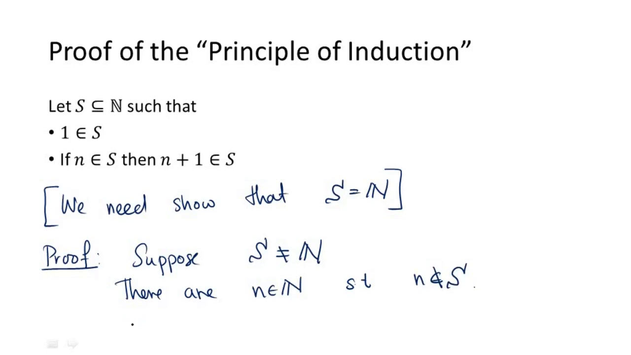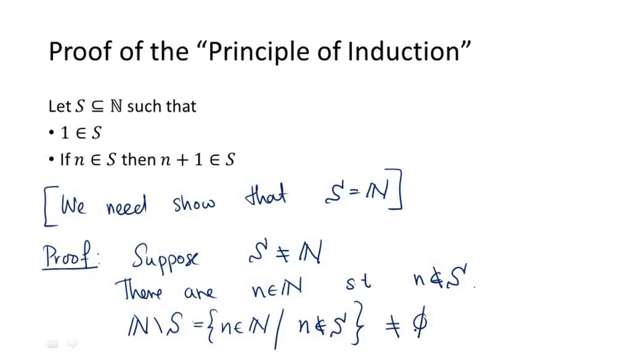Now consider the set of all integers satisfying this condition. This is the set consisting of all natural numbers which do not belong to S. This set is denoted by N minus S. So this is the set of all natural numbers which do not belong to S. And from our assumption, it follows that this is a non-empty set, indeed a non-empty subset of natural numbers.